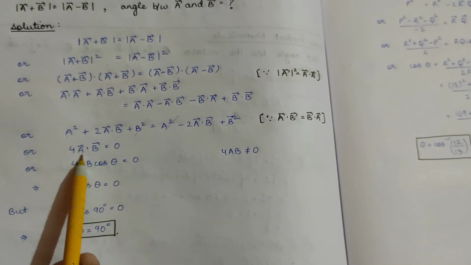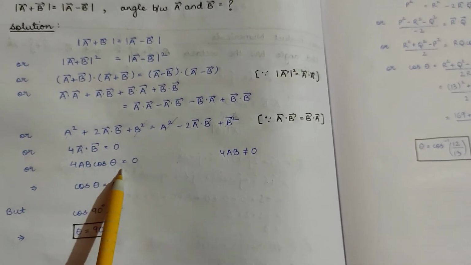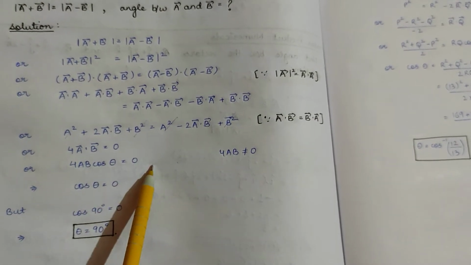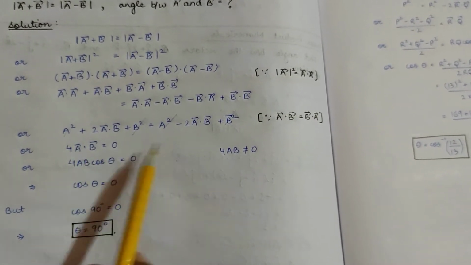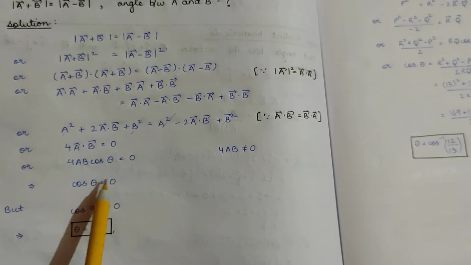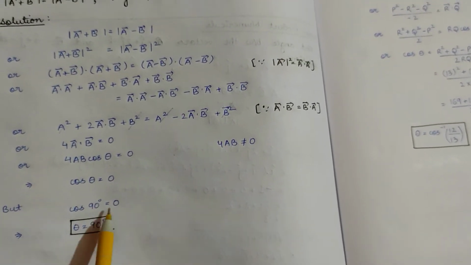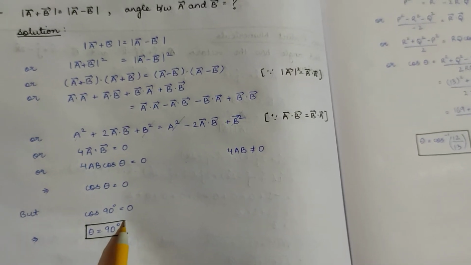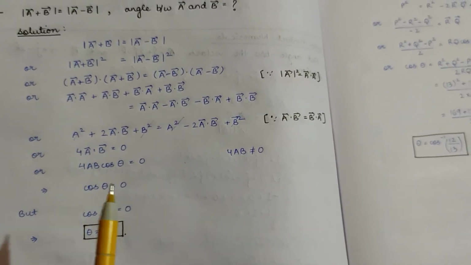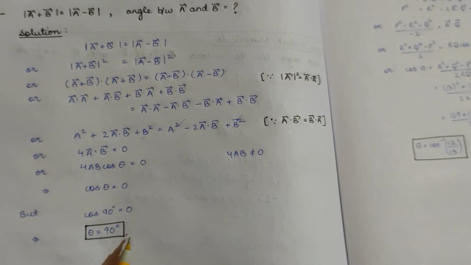Now we can write it as AB cos theta. Yes, it is equal to 0. But this value 4AB cannot be equal to 0. So we are left with cos theta. Cos theta will be equal to 0. And we know that cos 90 is equal to 0. Therefore, we can say that theta is equal to 90 degrees in this case.